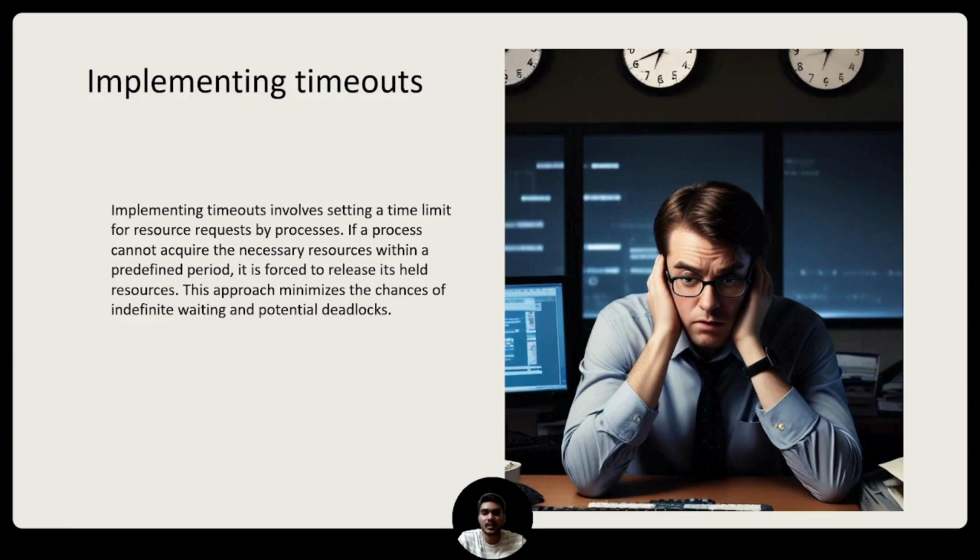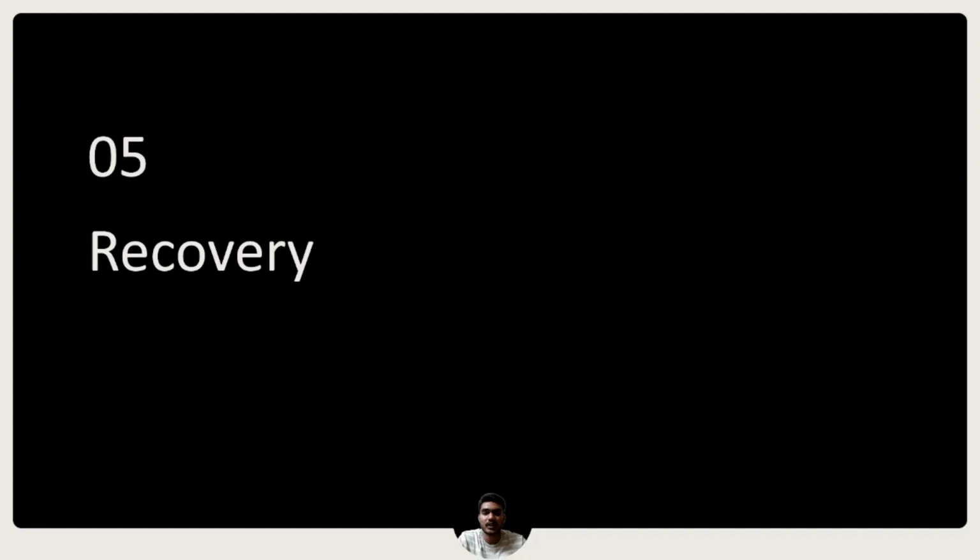Implementing timeouts. Implementing timeouts involves setting a time limit for resource requests by processes. If a process cannot acquire the necessary resources within a predefined period, it is forced to release its resources. This approach minimizes indefinite waiting and potential deadlock.